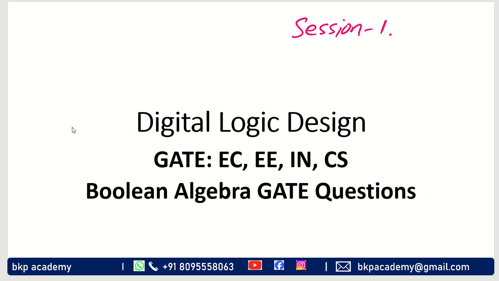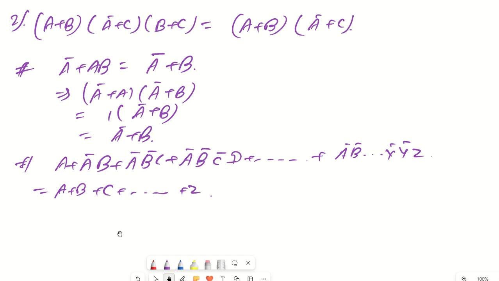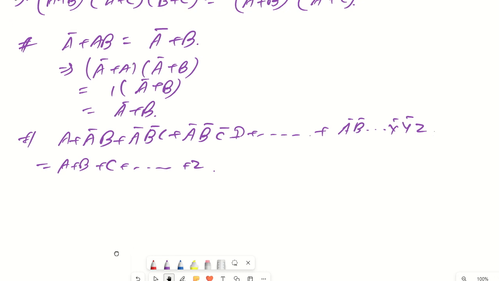Alright, so we had seen the Boolean algebra theoretical part in the first session. Now we'll solve some questions based on that Boolean algebra. There are a lot of questions that have been asked in GATE in EC, EE, IN or CS, and we'll try to see them one by one. Okay, so let us start. As you had seen, we had reached up to the consensus theorem in our theoretical part. Now we'll start with questions.